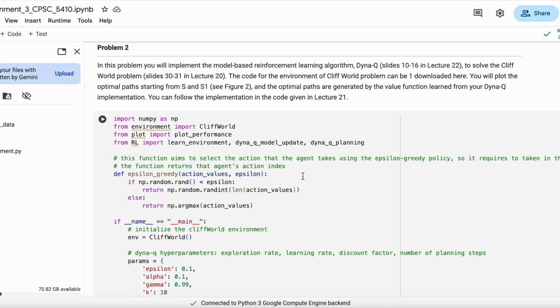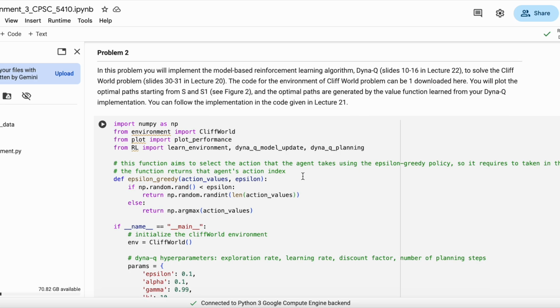So essentially, we're trying to get the agent to avoid the cliff area between the start and the goal. A little bit about Dyna-Q: it combines model-free Q-learning with model-based planning. So the agent learns from its experiences and also uses a learned model to simulate additional experiences and update the value function.